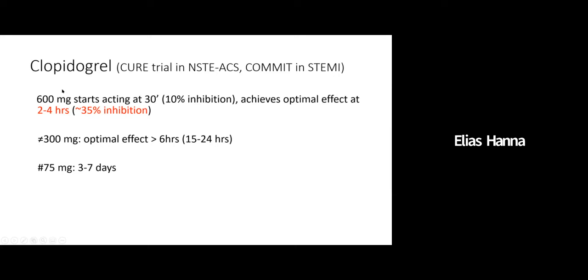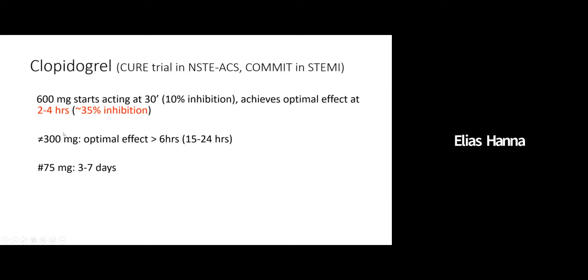So when we use the loading dose of 600 milligrams, you need to know that you achieve the effect at about 2 to 4 hours. It starts minimally at 30 minutes, but it really becomes clinically relevant and nearly optimal at 2 to 4 hours. You need to remember that number. It achieves 35% inhibition of platelet aggregation in the best case scenario. Keep that number in mind.